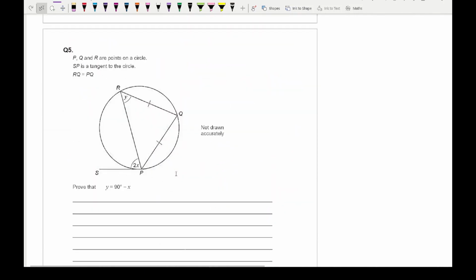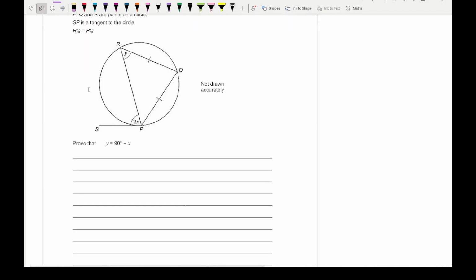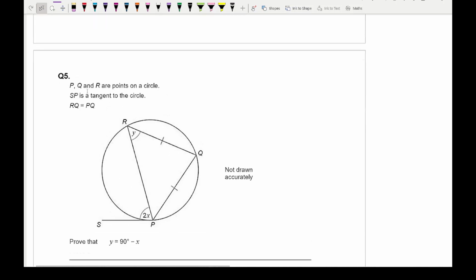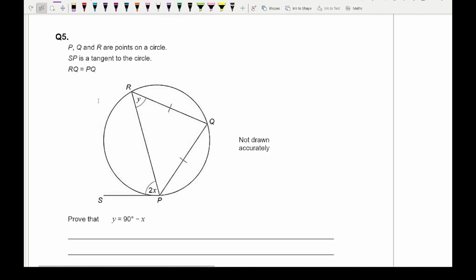Moving on to question 5, it says that P, Q, R are points on a circle, SP is a tangent to the circle, and RQ equals PQ. And it says prove that y equals 90 minus x. So if I just slowly zoom in so you can see it on the screen, what we need to do is look out for this. Now we know the word tangent and we've got a triangle, so we're looking at the alternate segment theorem.